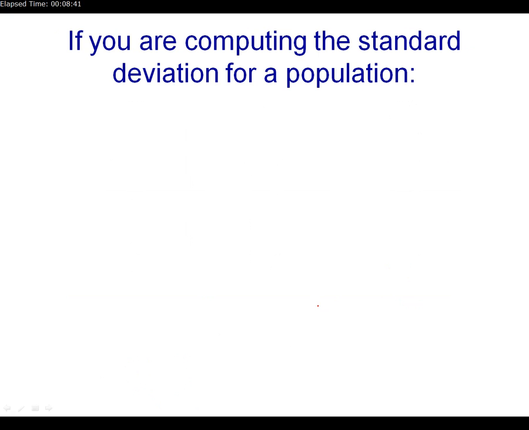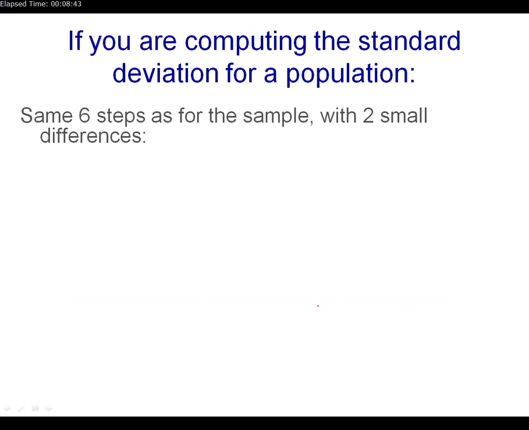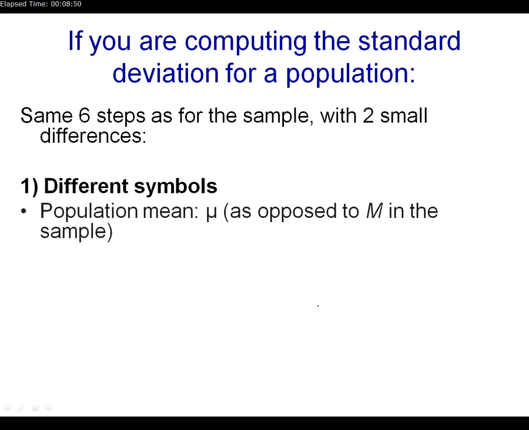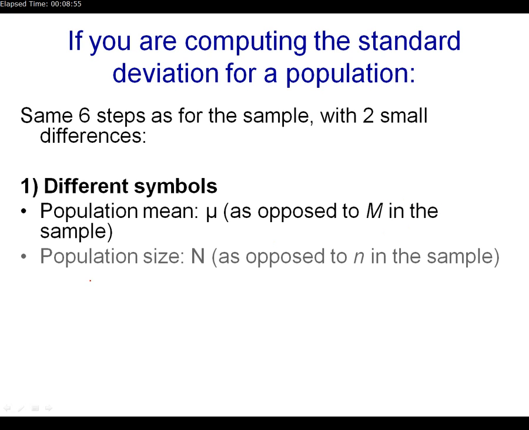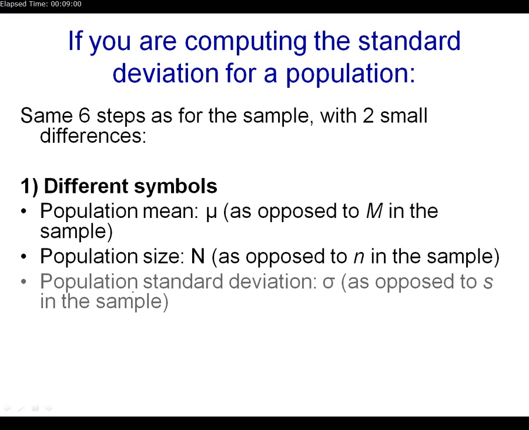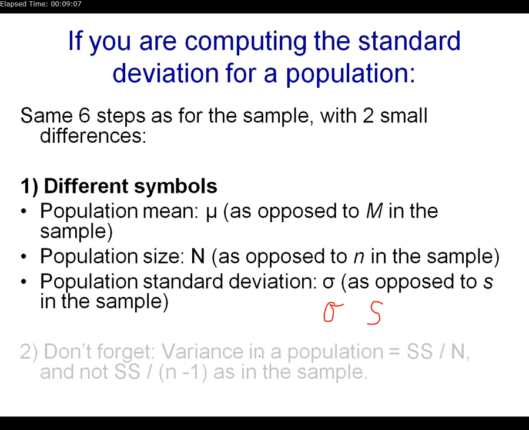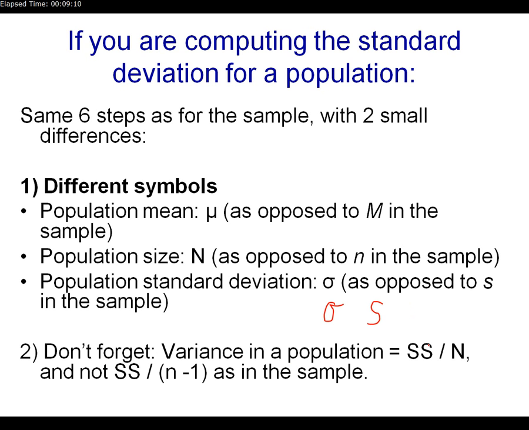And we just computed your second standard deviation. Congratulations. If we're doing it for a population, it's the same 6 steps as for the sample with 2 small differences. Different symbols, and the population mean as opposed to M in the sample, and population size big N as opposed to little n in the sample. Population standard deviation is going to be a small sigma as opposed to an S, okay? And don't forget, variance in a population equals the sum of squares divided by N, not n minus 1, as in the sample.